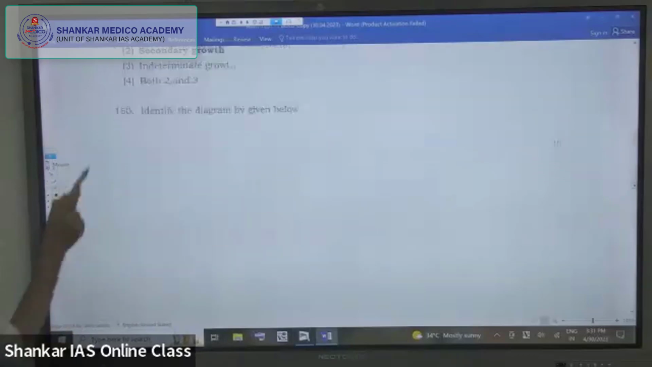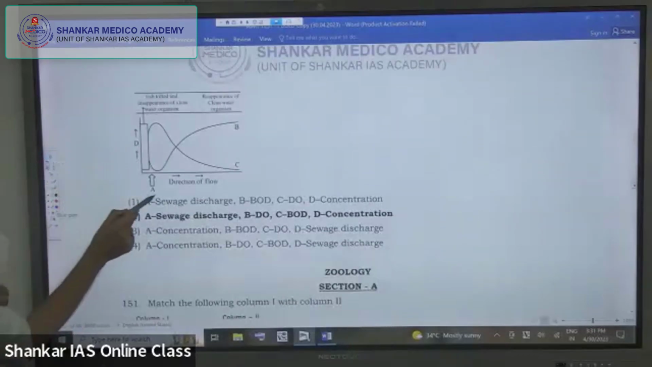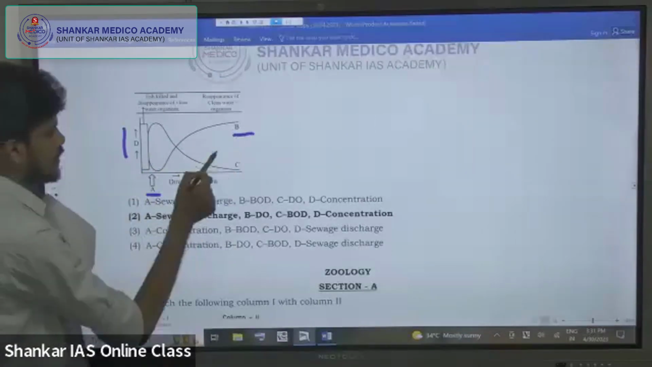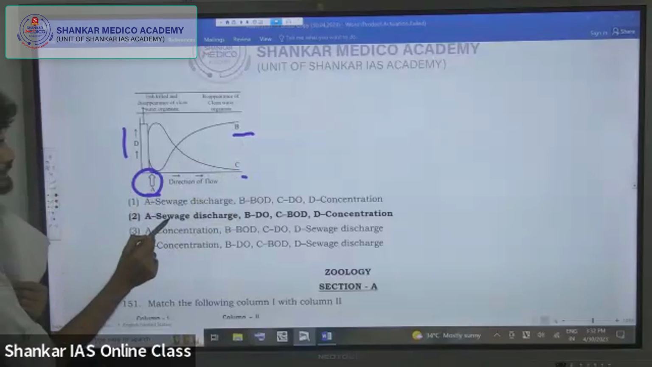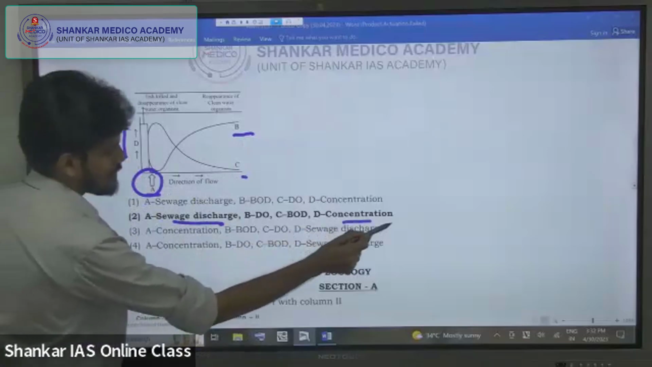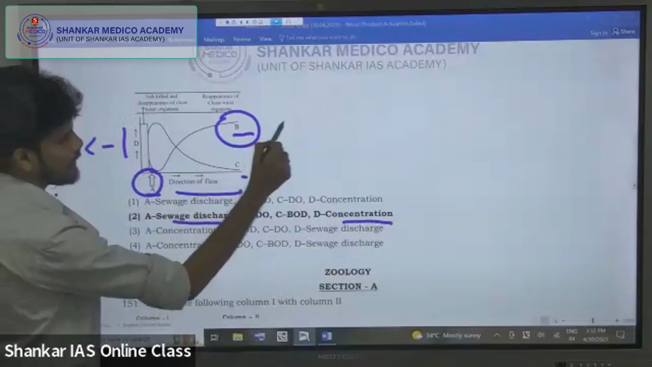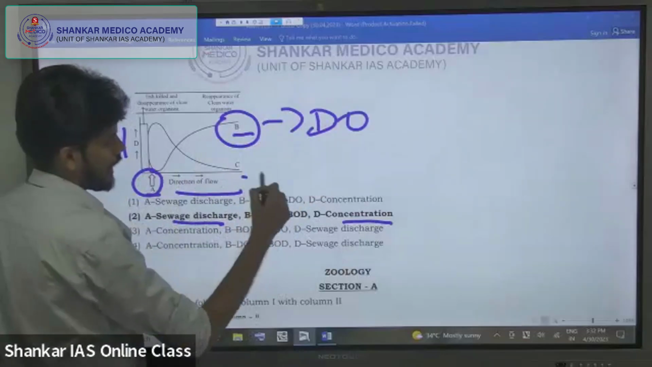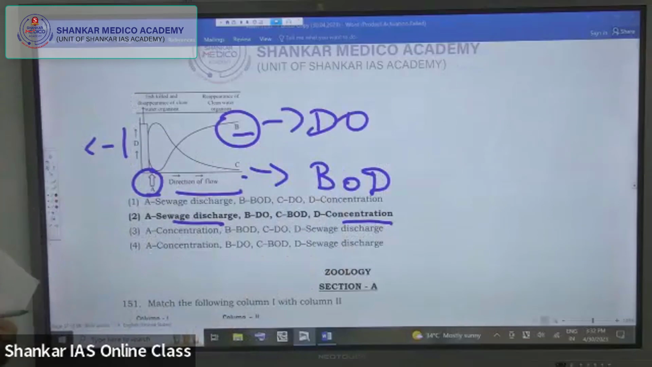Then identify the diagram given below. So here they have given us the A and B, C and D. So this A will be representing the sewage discharge. So if the sewage discharge is increased, the D will be the concentration after some time, the B will be the dissolved oxygen and C will be the biological oxygen demand.